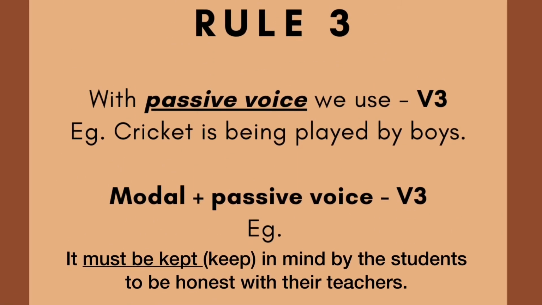Our rule 3 is with passive voice we use the third form of the verb. You must be knowing that. For example, cricket is being played by boys. If you get a modal and the sentence is also in passive voice, then also we use the third form of the verb. For example, it must be kept in mind by the students to be honest with their teachers. Must is a modal, be and by indicate passive voice, so we'll use the third form of the verb.